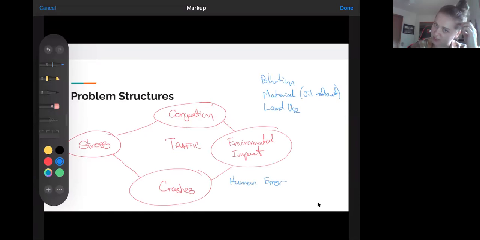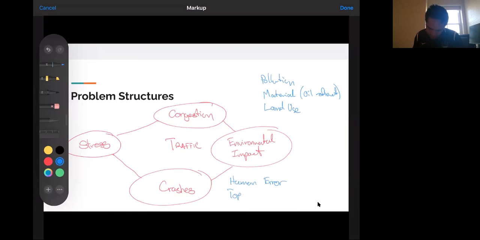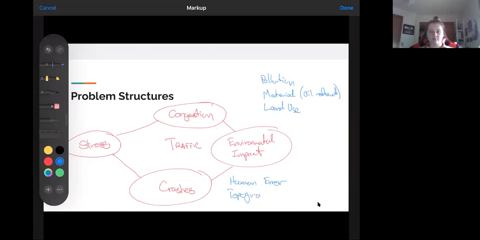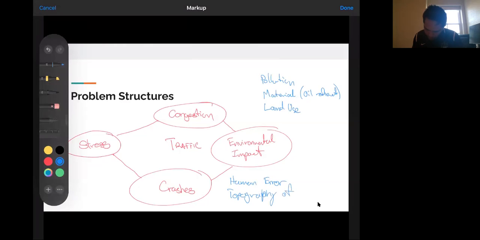That's a very general statement. Tightness of lanes too. Oh, right. Topography of roadways.